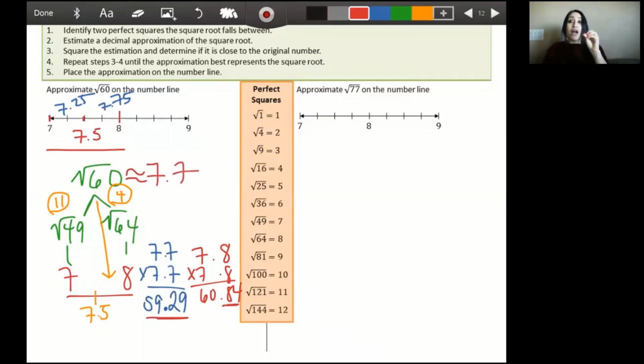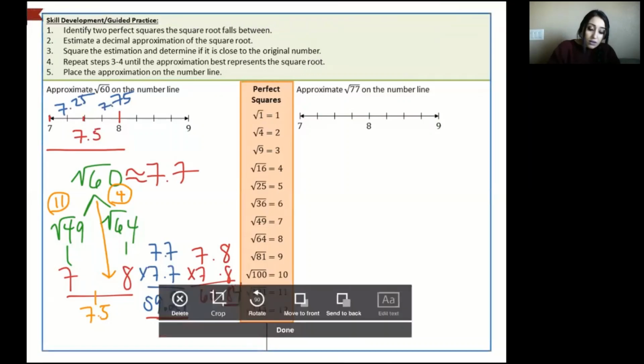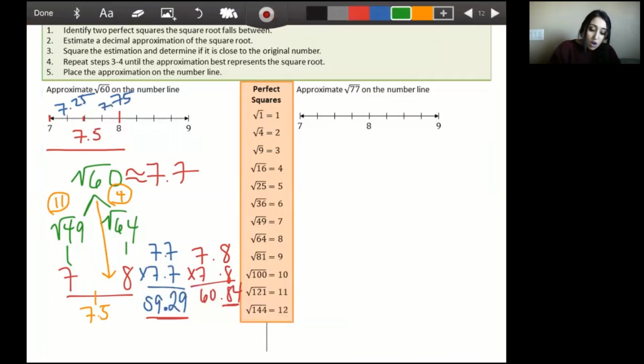So now I need to graph 7.7. Now notice, ladies and gentlemen, I rounded up and I do actually have a 7.75 here. It's close. It's on that mark. So I'm going to place my point there and I'm going to say the square root of 60, draw my arrow, is about 7.75. Pause the video. Now I want you to try the next one on your own. Approximate the square root of 77 on the number line.